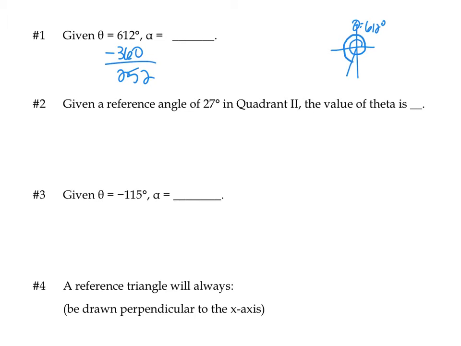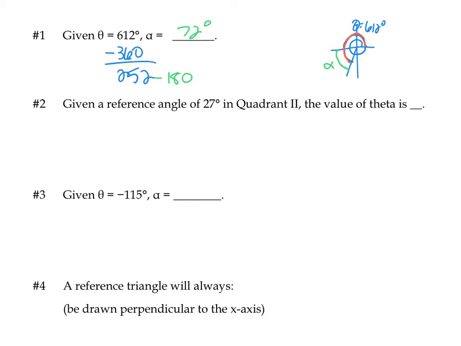I go 360, and then I'll do it in red here. Then that's the other 252. And the reference angle is this angle in here, always back to the x-axis. That's our reference angle. So we subtract 180 from this. 252 minus 180, we'd have 72 degrees. So our reference angle is 72 degrees.